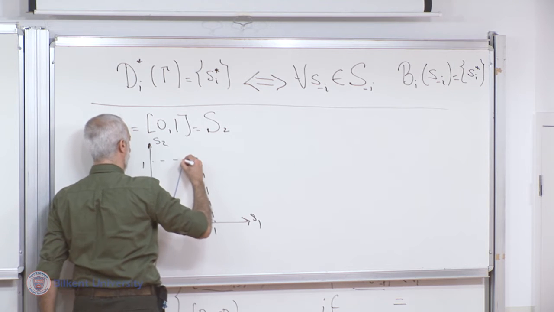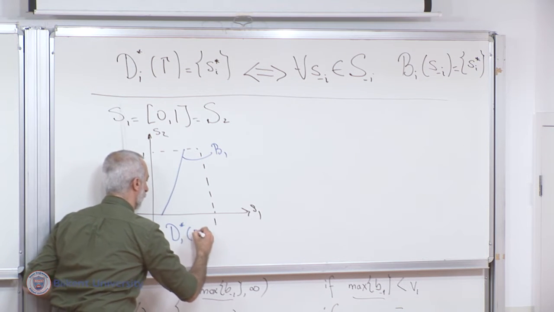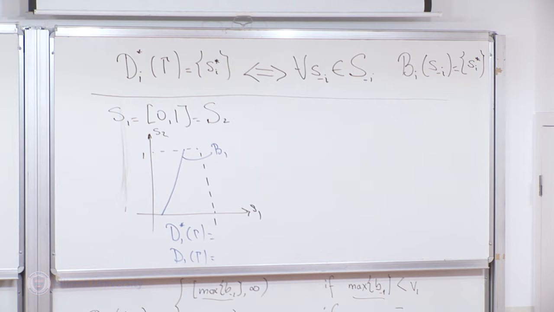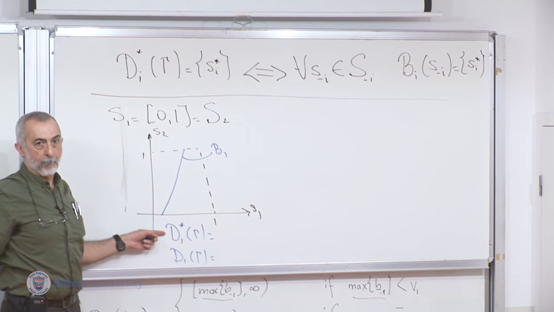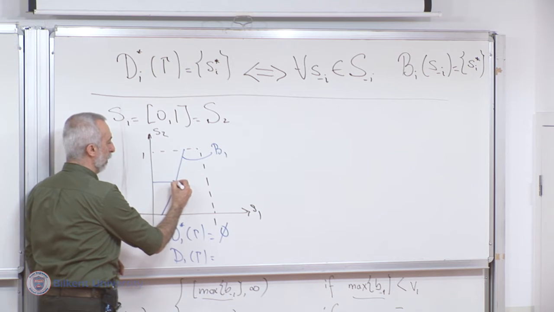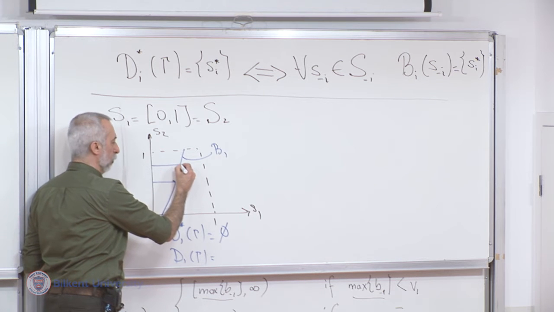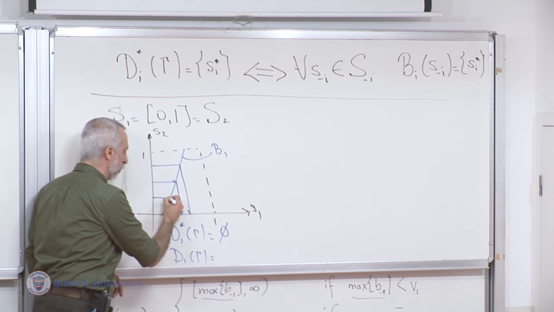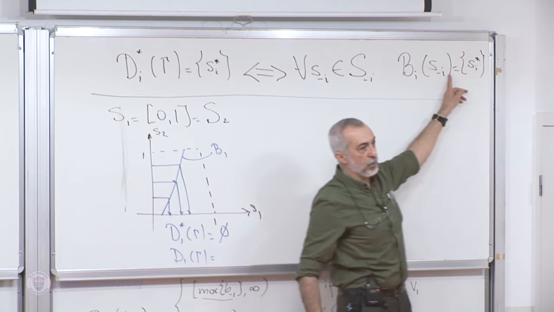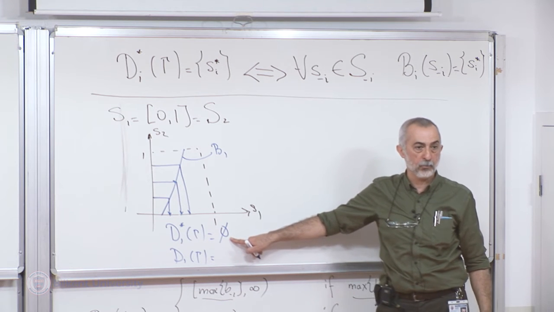So the graph of B1 is of this form. What is your conclusion about D1 star of gamma and D1 of gamma? The first one, D1 star of gamma, is empty. Everybody agree? For every strategy of player 2, player 1 has a unique best response. For this strategy of player 2, this is the unique best response of player 1, and for this strategy, this is the unique best response. There's a unique best response, but it keeps changing. Because of that, just by looking at this picture, we can conclude that player 1 does not have a strictly dominant strategy.